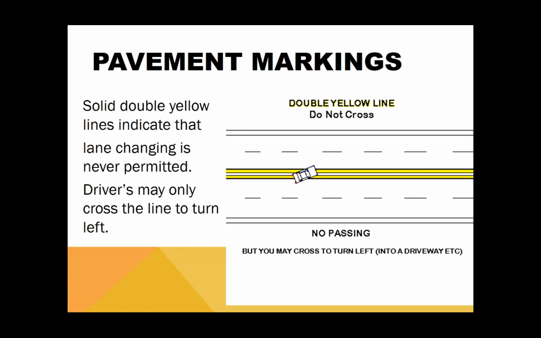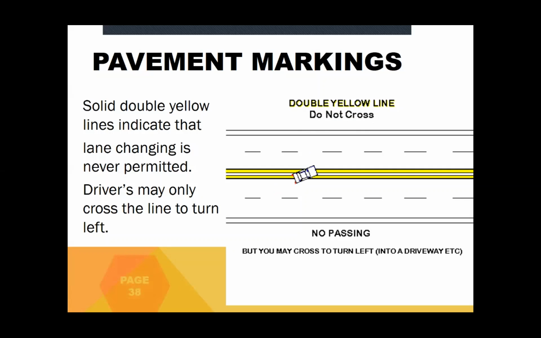That's the only time he's allowed to cross that line, is when you're doing a left-hand turn. So he can't just start lane changing over to pass other vehicles because he's impatient. But if he needs to get off of the roadway and do a left-hand turn, that's the only time you're permitted to cross over solid lines. And only when safe to do so.